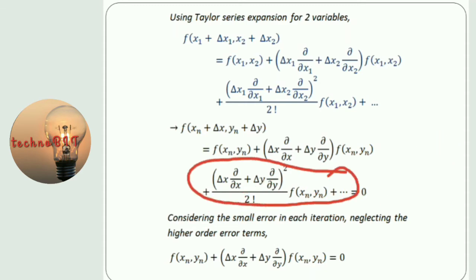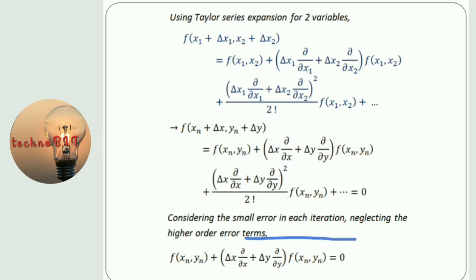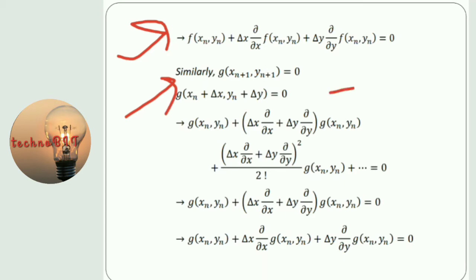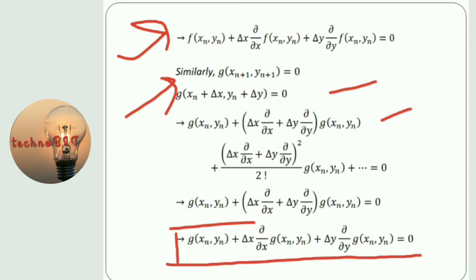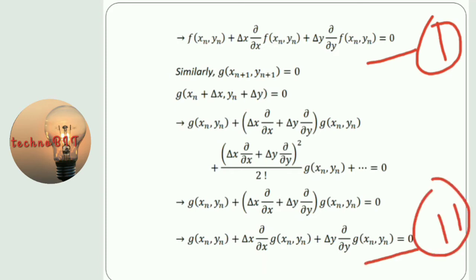Now we have only this term in the expansion. I am just opening this bracket for my next calculation, and by opening the bracket we get this equation. This equation was for the f equation. Similarly, we can do the same with the g equation, the second equation. Using the Taylor series with the g equation, we get this as my equation. You can take this as equation 1 and this as equation 2, the equations for function 1 and function 2.